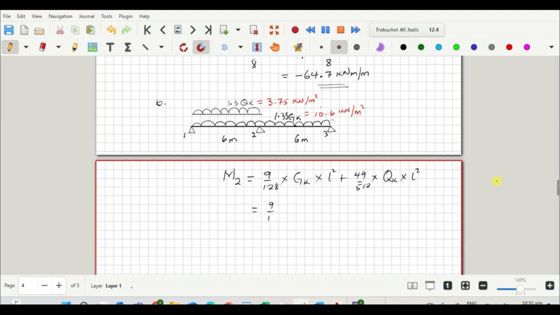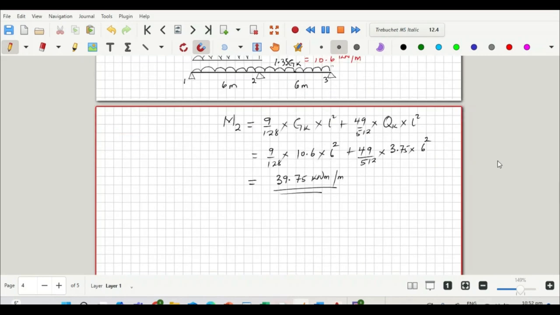So we have 9 over 128 multiplied by the permanent action, which is 10.6, and this time around the span is 6 raised to the power 2, plus 49 on 512 multiplied by the characteristic variable action, which is 3.75, multiplied by 6 raised to the power 2. If we work this out, we will have a value of 39.75 kilonewton meter per meter. So that is the value of our negative hogging moment.